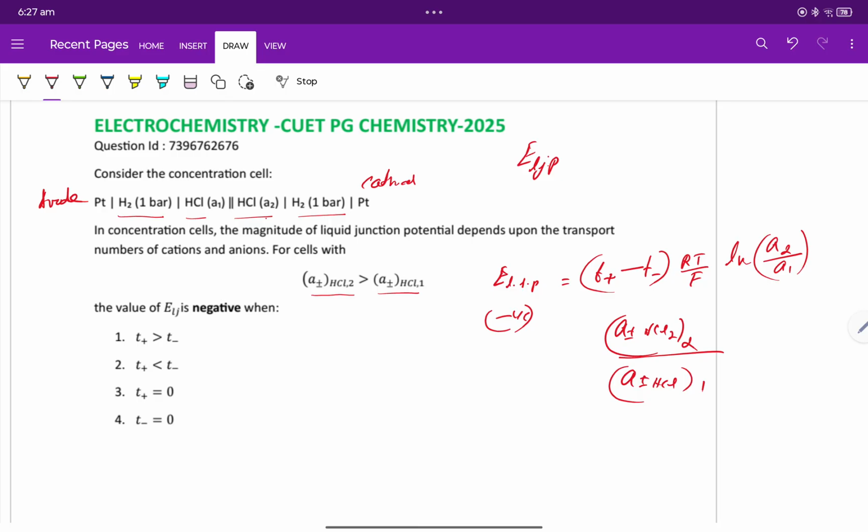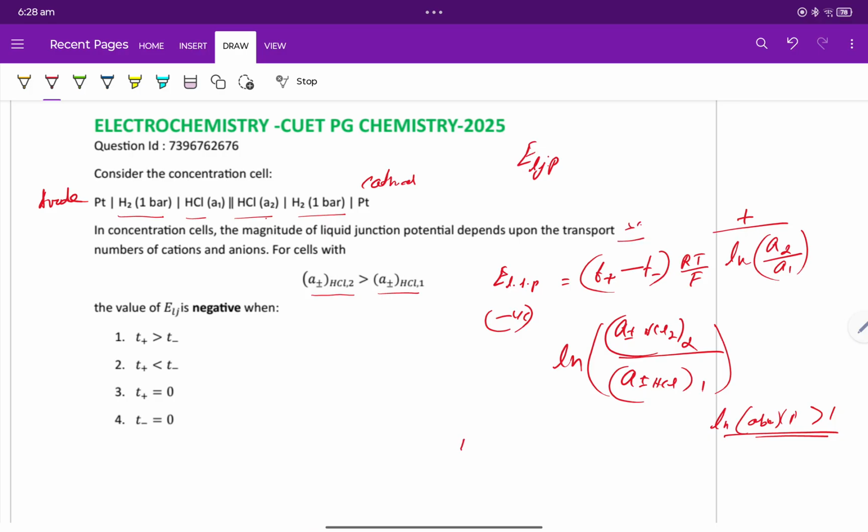So for log of this value, it will be actually greater than 1. Why? Since this is higher value, any value which is having more than 1, log of above 1 will be having a positive value. So if this is greater than 1, log of this value will be a positive value. So if this side is positive, sure, to become a negative value, this should be negative.